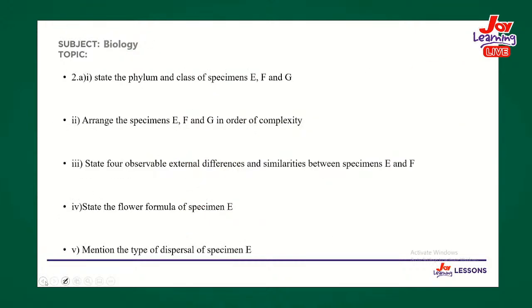Then they said, specimen, status, phylum, and class of E, F, and G. Arrange E, F, and G in complexity. State four observable differences between E and F. State the flower formula of E, which was Crotalaria. Remember, I brought you moss, grass, and Crotalaria. So let's go back.